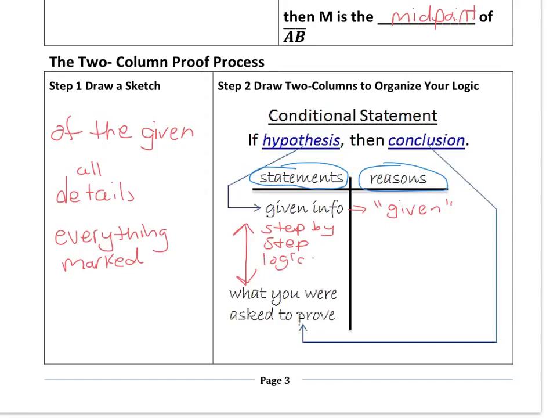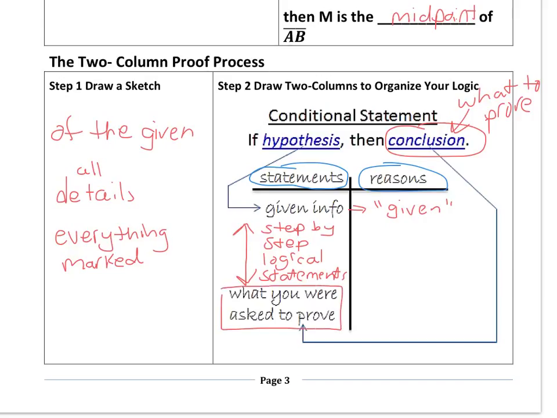Logical statements. And these statements are going to be slowly getting to your ultimate conclusion, and your ultimate conclusion is what you're trying to prove. That information, what you're trying to prove, is going to be the last statement here in the left column. That means you've arrived at what you're trying to prove.